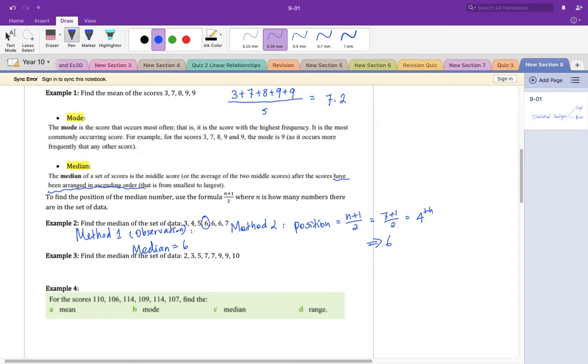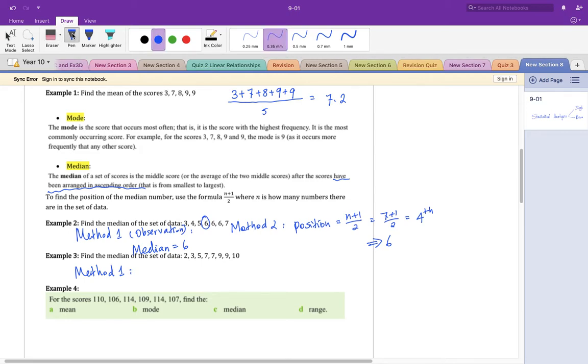Example 3, find the median of this set of data. Let's use method 1 first, by observation. I can't, even though I see that if I choose this number, there's going to be 3 numbers on the left and 4 numbers on the right. That's incorrect. It's not exactly in the middle, right? But then if I choose this 7, there's going to be 4 on the left and 3 on the other side. It's also not in the middle.